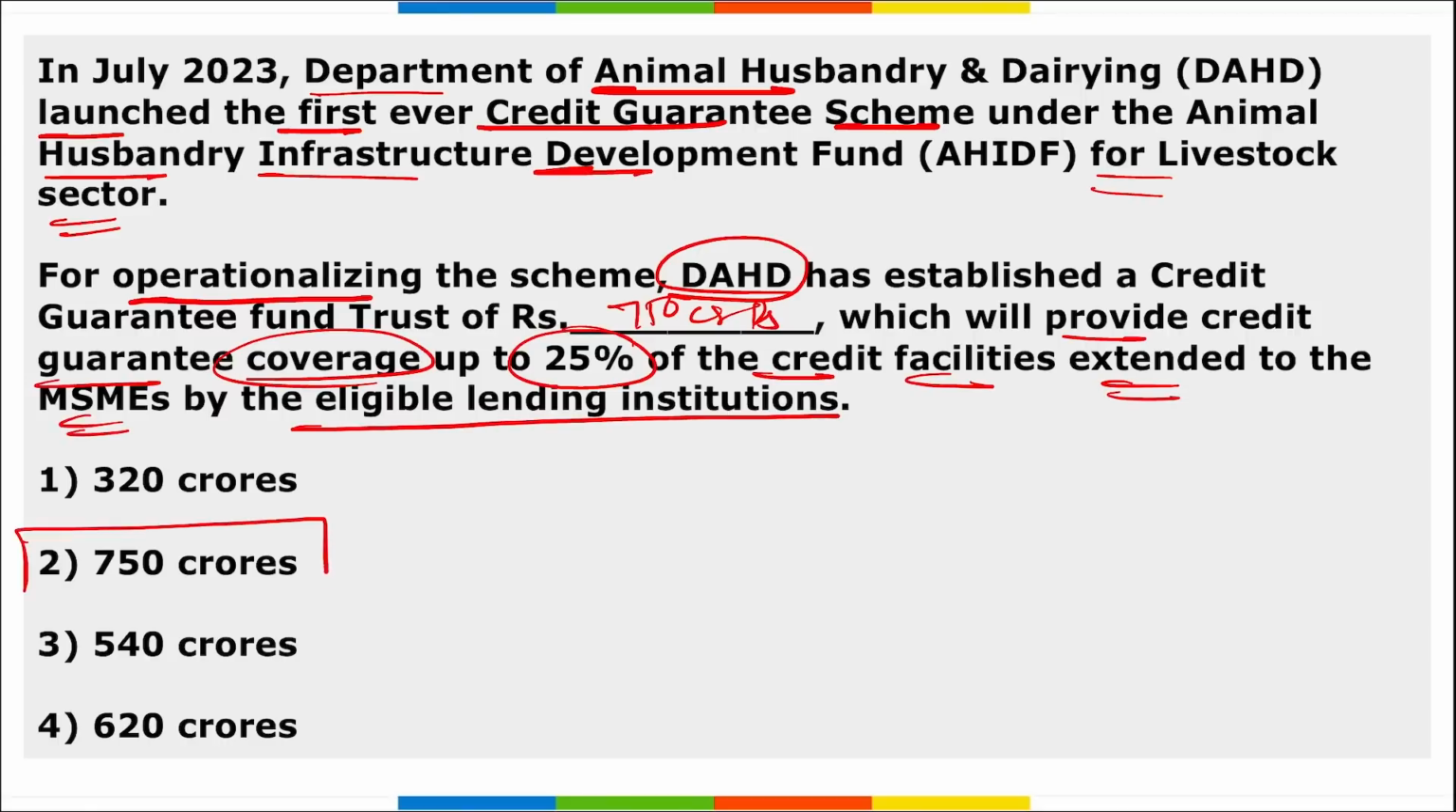So the correct amount of the fund that was set up here was 750 crore rupees, and it was to strengthen the credit delivery system and ensure smooth access to collateral free credit to MSMEs.